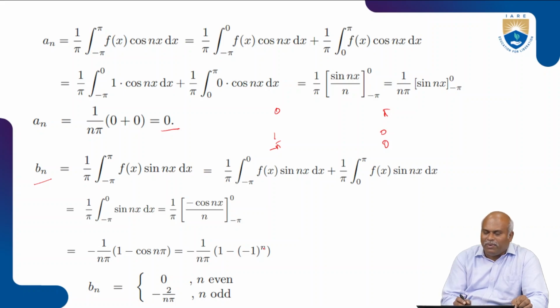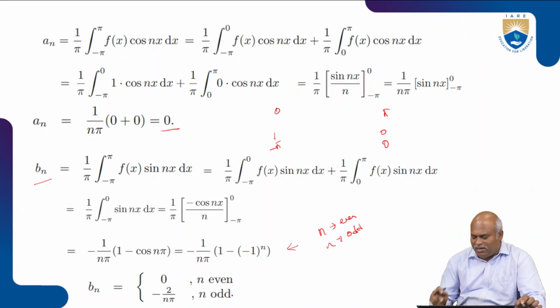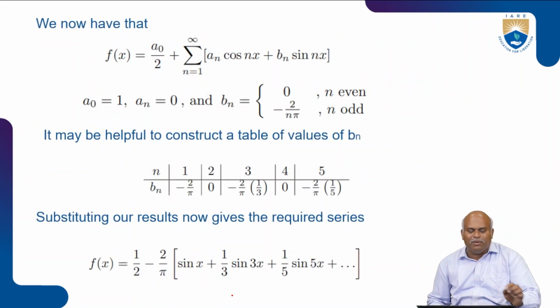times minus 1 whole power n plus 1. So this value differs in two different cases. What are the different cases? n is even, and n is odd. The two conditions make it vary. So here I say b of n is equal to 0 when n is even, and minus 2 by n pi when n is odd. Now we have found a0, an and bn.